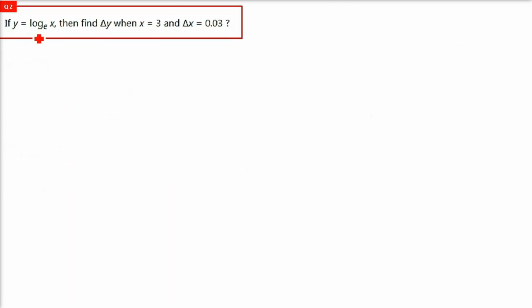Okay. y is equal to log x. Then find delta y when x is equal to 3 and delta x is equal to 0.03. So y is equal to log x. Please remember, the differentiation can only be done when you have a base e. So dy by dx is 1 by x. Now dy by dx is always computed at x being given, which is 3 in this case. It is 1 by 3.